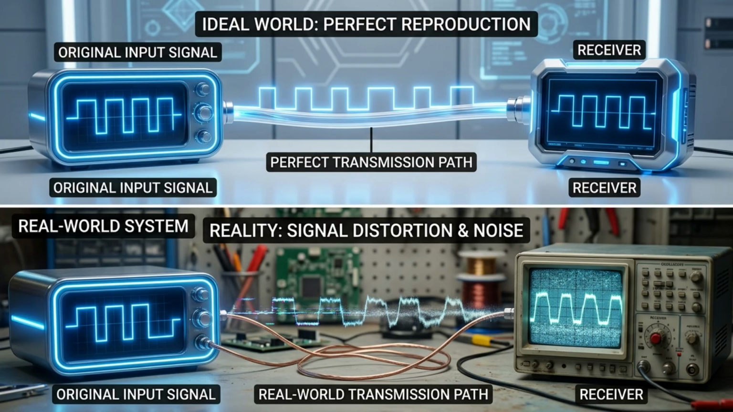In an ideal world, every system would reproduce its input perfectly. A transmitted signal would arrive at the receiver exactly as it was originally generated, preserving all information without any changes. Unfortunately, real-world systems rarely behave this way.